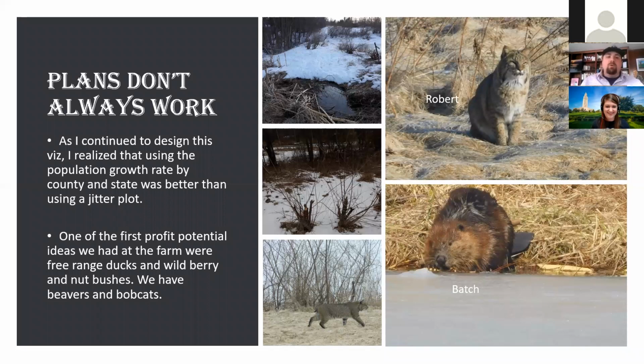Okay, when we first started our farm, I had planned these really beautiful berry bushes and nut bushes around our pond that were going to be our immediate income source, and we had a lot of ducks. Unfortunately, we had a beaver who loved eating those nut bushes and fruit bushes, and we had a bobcat. You see, Robert here is our bobcat, and he took a lot of my ducks. So we had to change the plan.